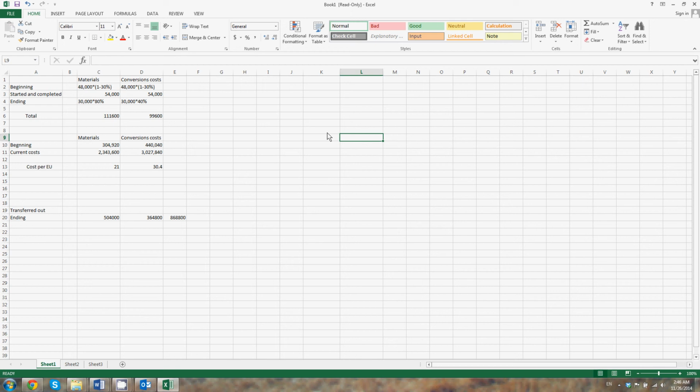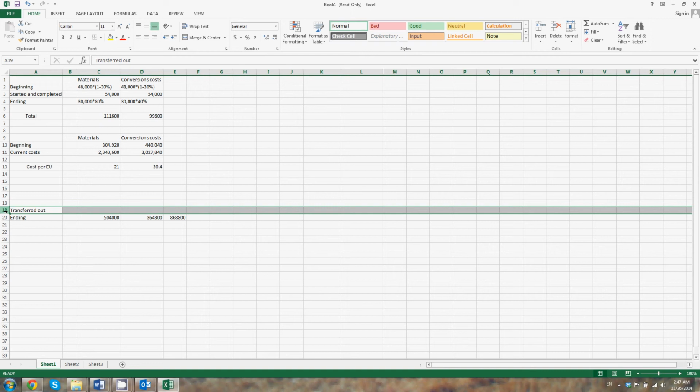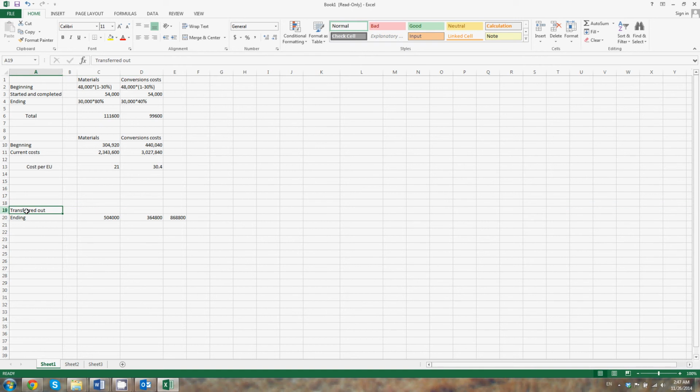All right, then the last step is we need to calculate the cost for ending and also the cost for transfer out. The reason I need to calculate the cost for ending is because this one will carry over to next month. And transfer out is like finished good. We need to calculate the cost of finished good, right? It will be the cost of goods sold.